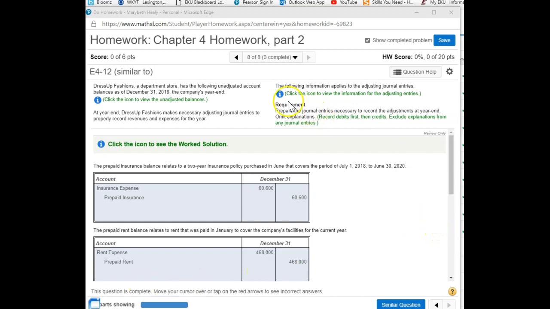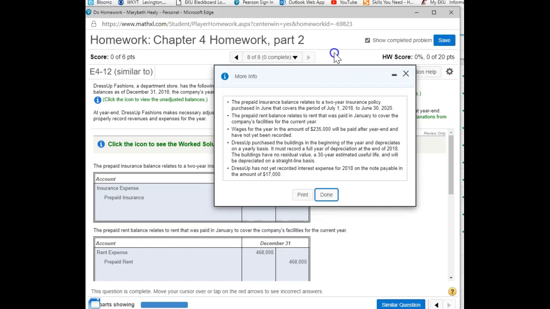And so what I'm going to do is click on the information for the adjusted journal entries, and we see that prepaid insurance is our first one. That balance relates to a 2-year insurance policy. So we bought it this past June. It started in July. 6 months have gone by, and now it's December. Okay, so when we first did that journal entry back in June, we debited the prepaid insurance account and we credited cash. And nothing has changed in that account since.